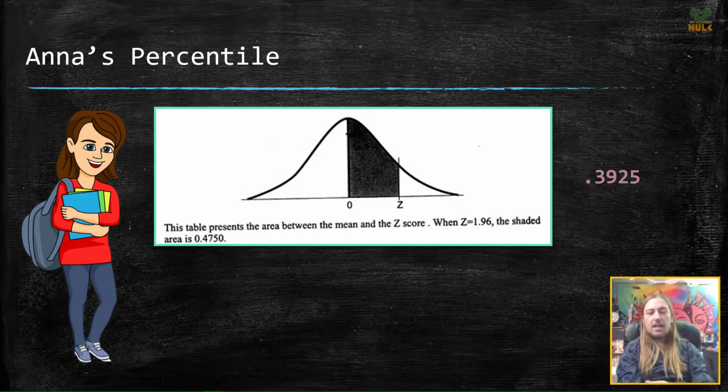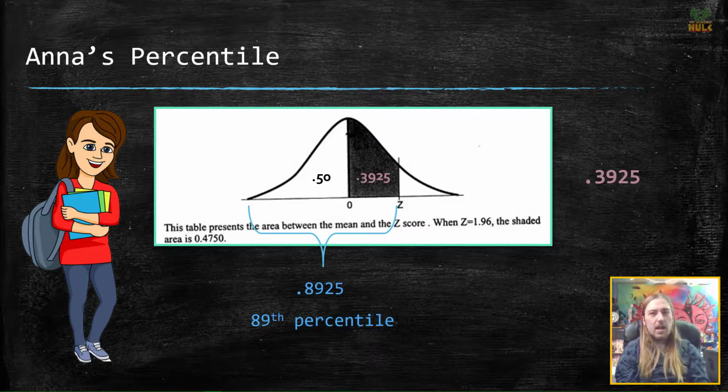0.3925 added to the 50% that's on the other side of the distribution would tell us that Anna's percentile is 0.8925, or the 89th percentile, meaning 11% of the population scored higher than her, but 89% of the population scored at or below her. So pretty good. Congratulations, Anna. Let's do the same for Donna and see what her z-score means.